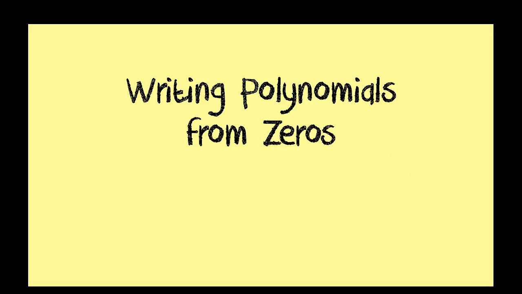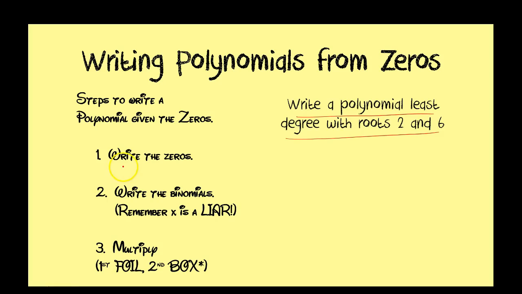Hey everybody, I'm going to talk about writing polynomials from zeros. Now with the roots 2 and 6, those are our zeros. So it says write the zeros, but we have them. And then write the binomials. So first you write your binomials, you put an x in each one.